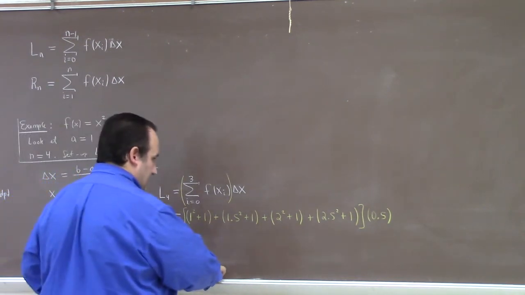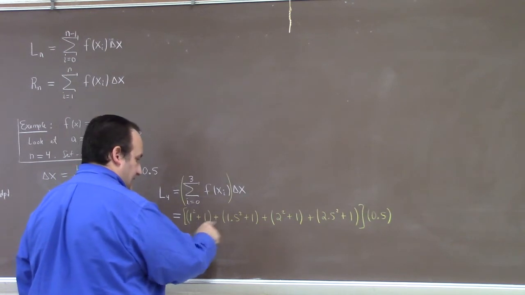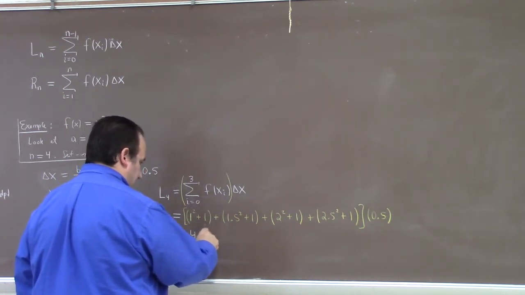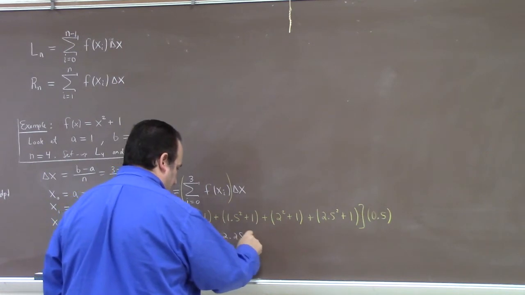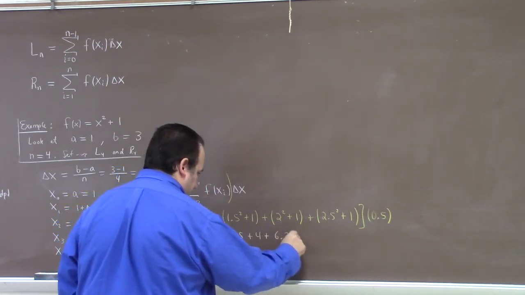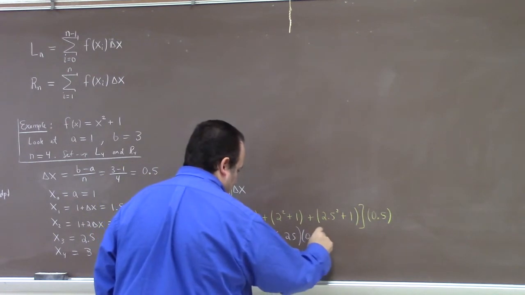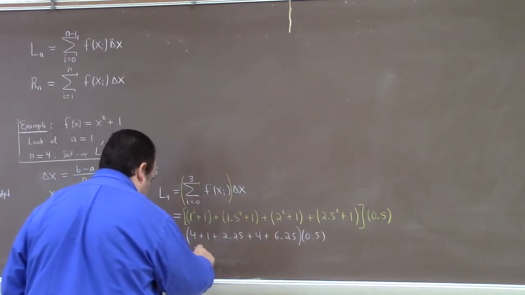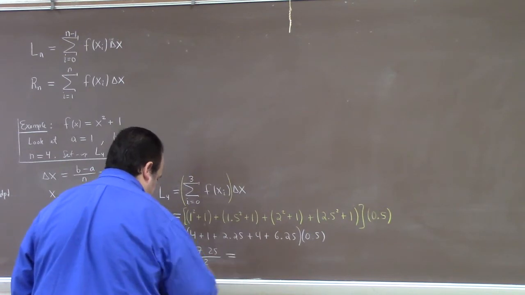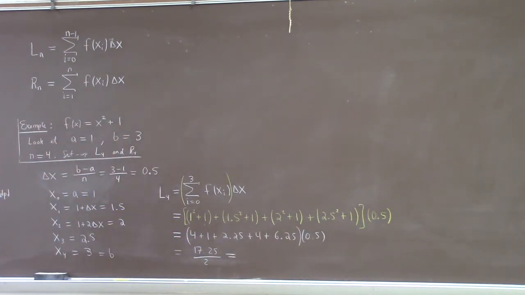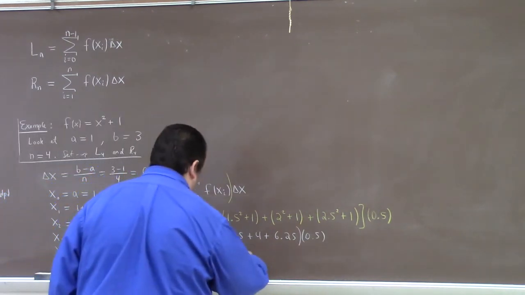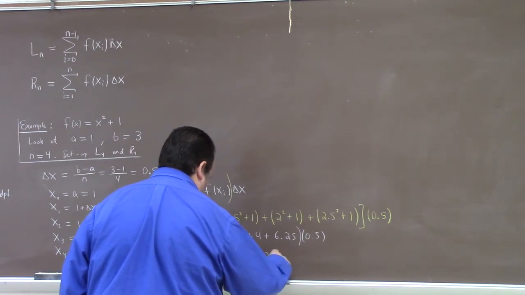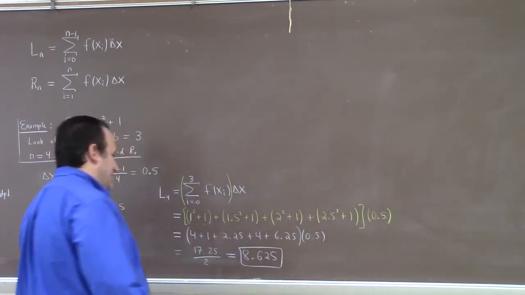And so I can do the arithmetic here. There's 4 ones, so I've got 4 plus 1 plus 2.25 plus 4 plus 6.25, all times 0.5, which I believe is 10, 15, 17.25 divided by 2, which is, it's a mess. It's 8.625, I think. I could be wrong about that, but I'm just going to hope I'm right. There's L4.